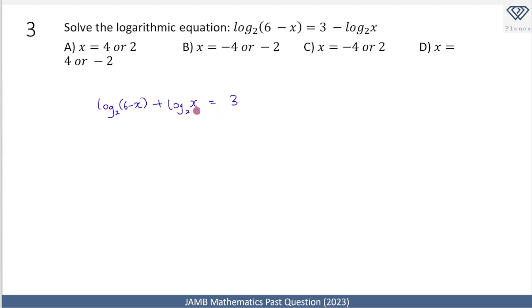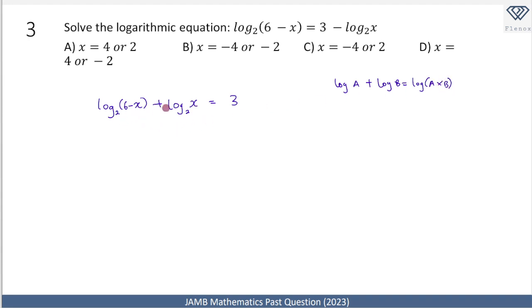Now, if you remember from our laws of logarithms, if you have log of a plus log of b, it is the same thing as what? Log of a times b. That is one of the laws of logarithms that you should be familiar with.